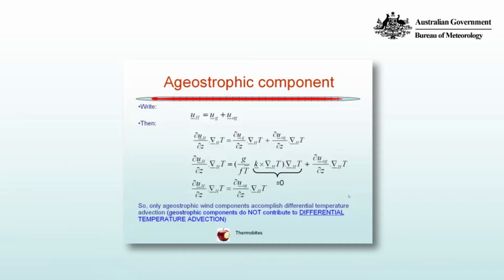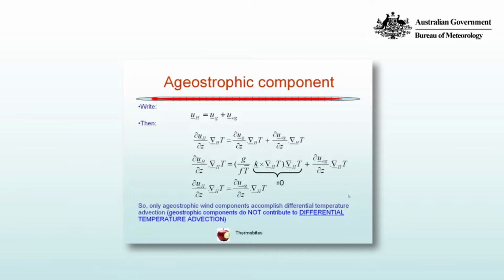We can then take term C and decompose the horizontal wind into these two components, the ug dz dot grad h of t and the uag dz dot grad h of t. When we write the ug dz in terms of the thermal wind, there's an expression that's k cross grad h of t dot grad h of t, and I'll leave it to you as an exercise to show that that's equal to 0. So what we're left over with is that it's only the ageostrophic wind component that does differential temperature advection.